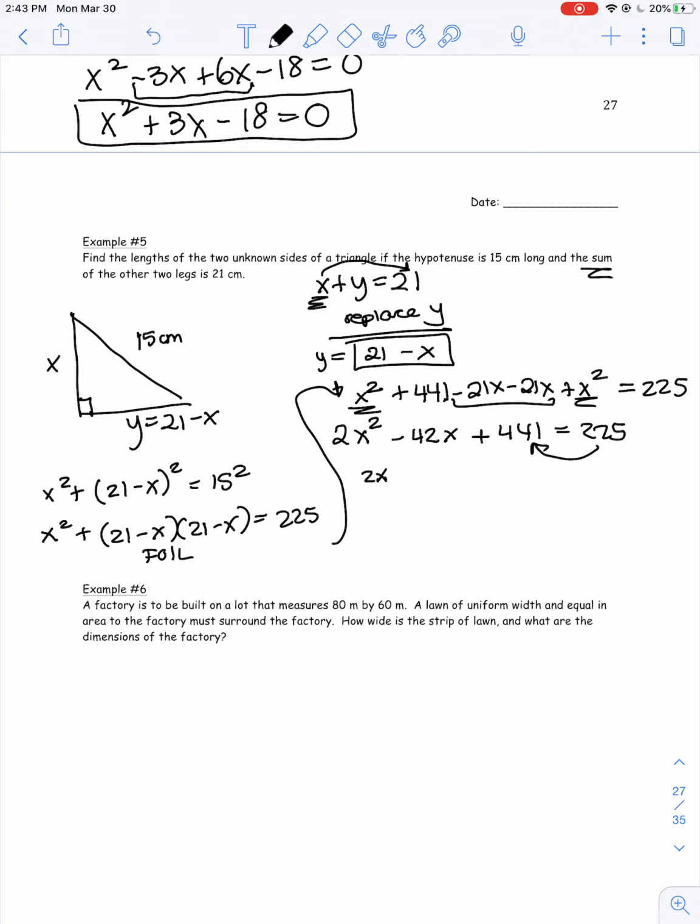Now, if we want to make this an equation, we have to bring this over so that we have a 0 on the right side. So we have 2x squared minus 42x, positive 441, subtract 225, that's what we're actually doing, will give me positive 216, and that's equal to 0 now. We want to start by factoring out the greatest common factor, which is a 2. So divide everything by 2.